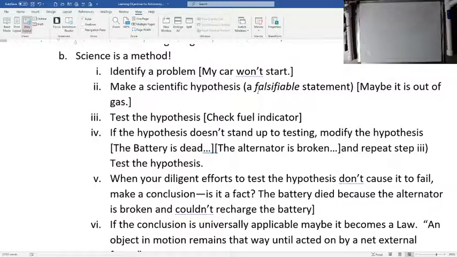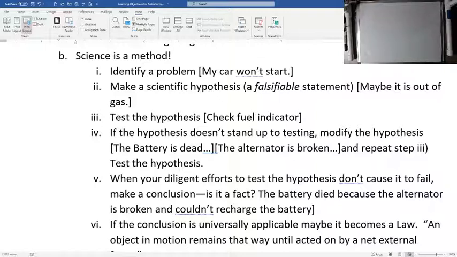So step 4, if the hypothesis doesn't stand up to testing, modify it, and then go back to step 3 again, where you're diligently testing. When your diligent efforts to test the hypothesis don't cause it to fail, you can make a conclusion. Maybe it's a fact. Or, I couldn't find anybody taller than me. I tried my hardest. Or, I'm pretty sure the alternator doesn't work. I'm not 100% positive, but it's the only thing I can come to, and it didn't recharge the battery, and so the car won't start because the battery won't charge because the alternator's broken.